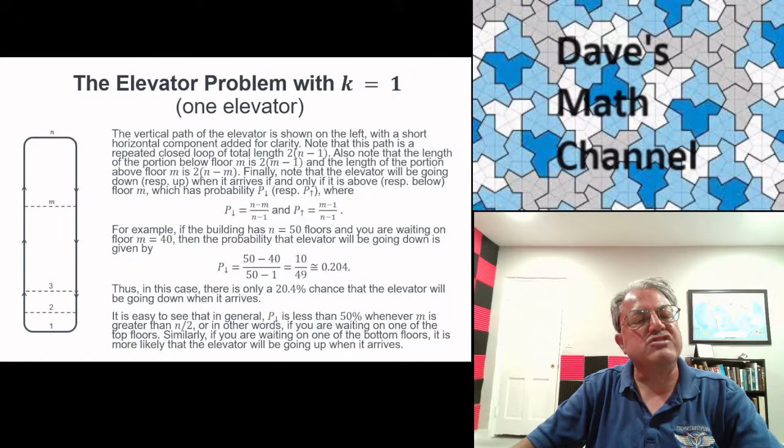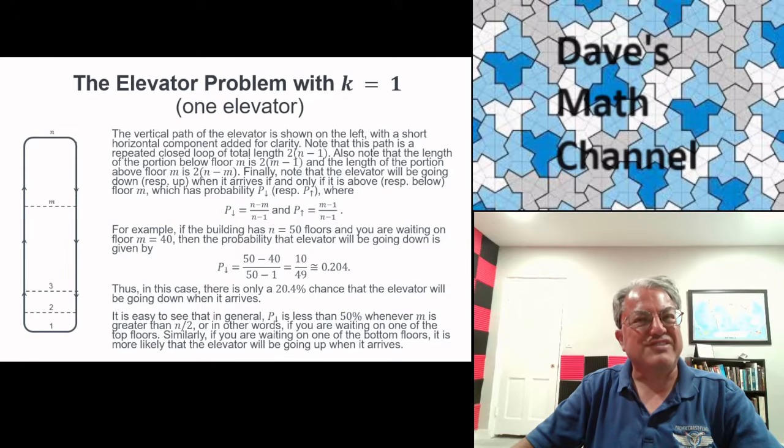When you do that, you see that the probability that the next elevator is going to be going down is 10 over 49, or approximately 0.204, or 20.4% if you like, a little over 20%. So clearly that's less than one half. That means there's only about a 1 in 5 chance that the next elevator to ride is going to be going down. It's much more likely to be going up.